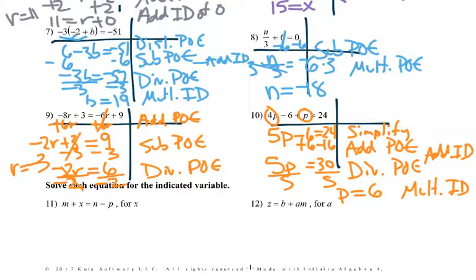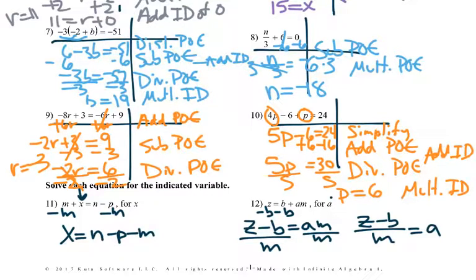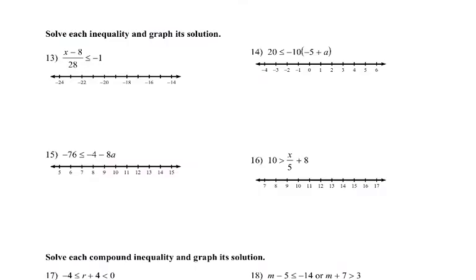So now, solving each equation, some literal equations, trying to get x by itself. So I subtract m from both sides, and I get x equals n minus p minus m, because I can't combine any of those. For 12, solving for a, first I'd subtract b to get z minus b equals am. Divide by m. We get z minus b over m equals a. We solved for that one.